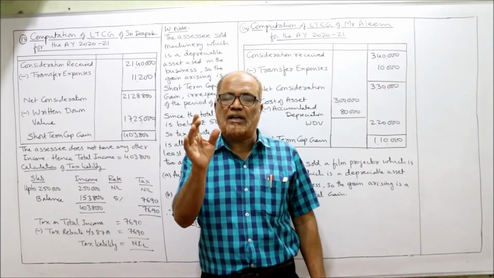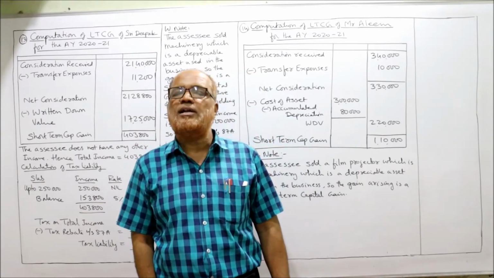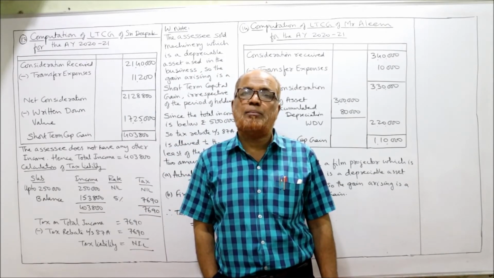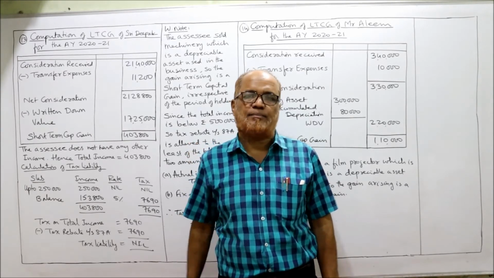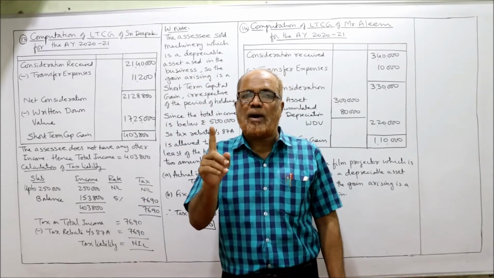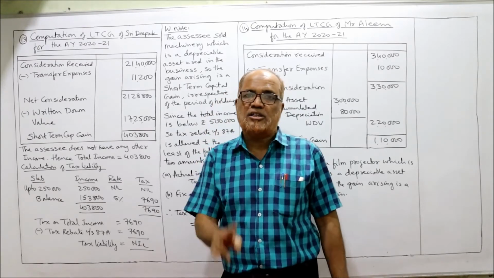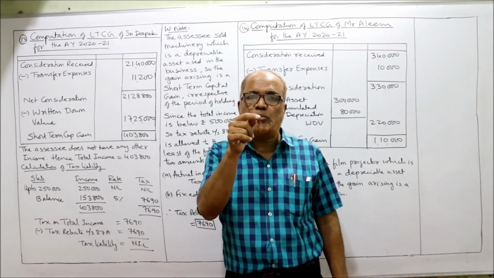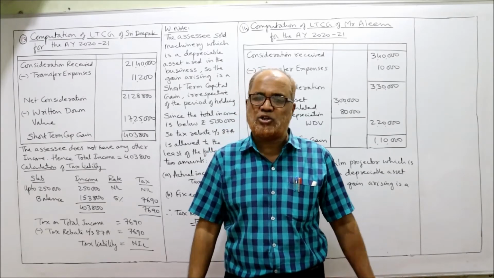If the depreciable asset is used in the business, then the profit arising on its sale will be treated as short-term capital gain, irrespective of the period of holding. We should not see how many years the assessee has held that asset. Irrespective of the period of holding, it is always a short-term capital gain, provided it is a depreciable asset which is used in the business. These two conditions: the asset must be used in the business, and secondly, it should be a depreciable asset. Then the gain arising is a short-term capital gain, irrespective of the period of holding.